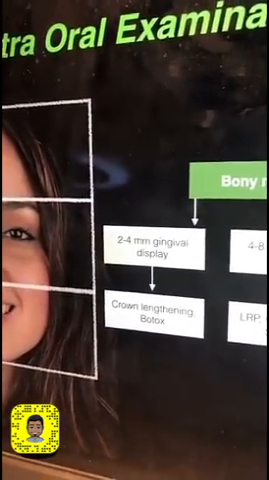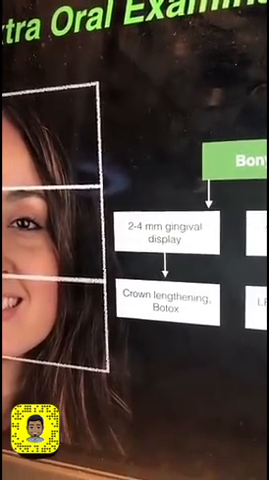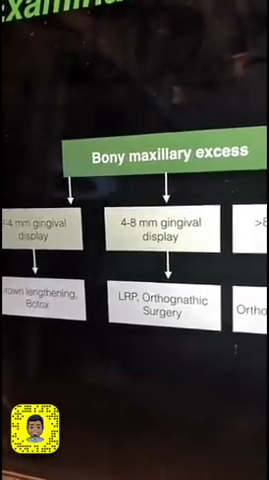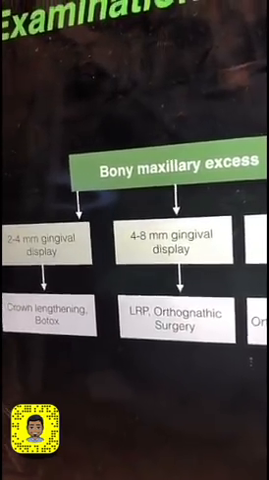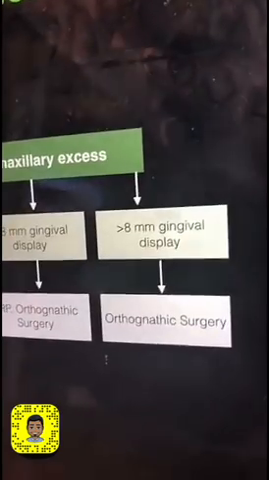Do you have 2 to 4 millimeters? Then do crown lengthening and maybe a little bit of Botox as a temporary treatment. If you have 4 to 8 millimeters, you're going to do some lip repositioning or orthognathic surgeries. If you have 8 millimeters, you're probably going to refer to a maxillofacial surgeon, if the reason behind that is vertical maxillary excess.